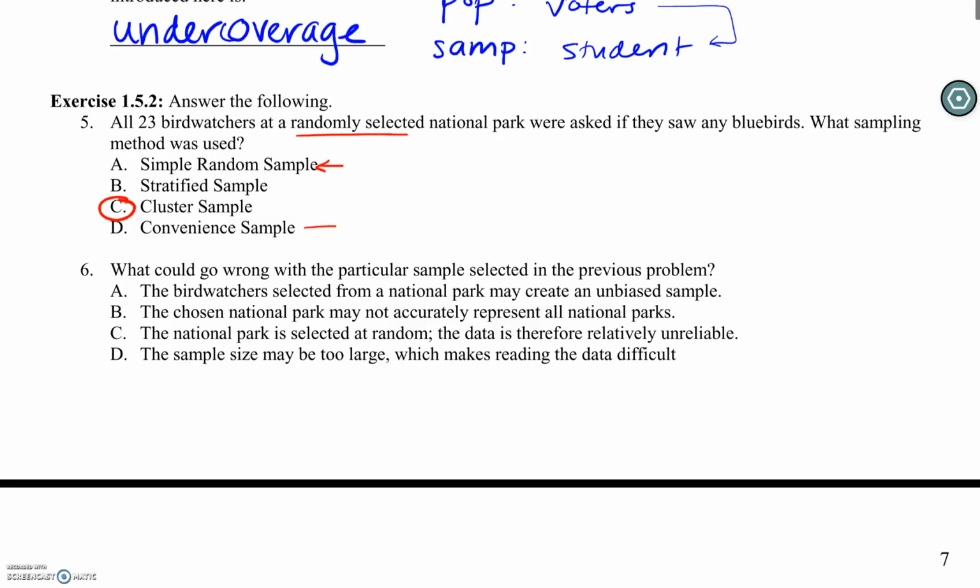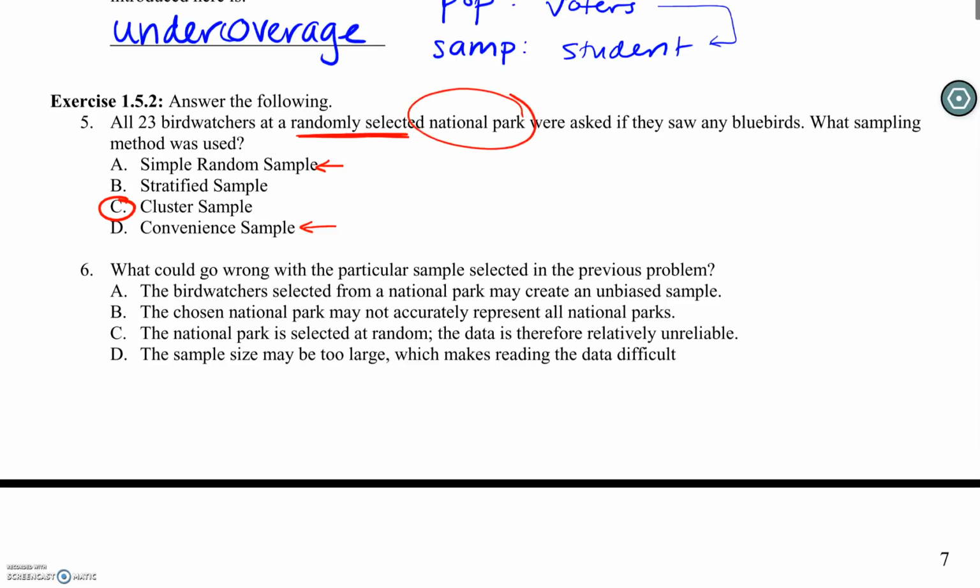A lot of students want this to be a convenient sample because it is convenient that they just went to one park and asked the bird watchers there. The issue here, though, again, comes back to this randomly selected. If it was truly a convenient sample, they just would have gone to the nearest park and asked people. Since they chose a randomly selected park and asked people, this is a cluster sample. We went to one place and we took everybody, right? We sampled basically the park, the group, and then we used the entire population there.